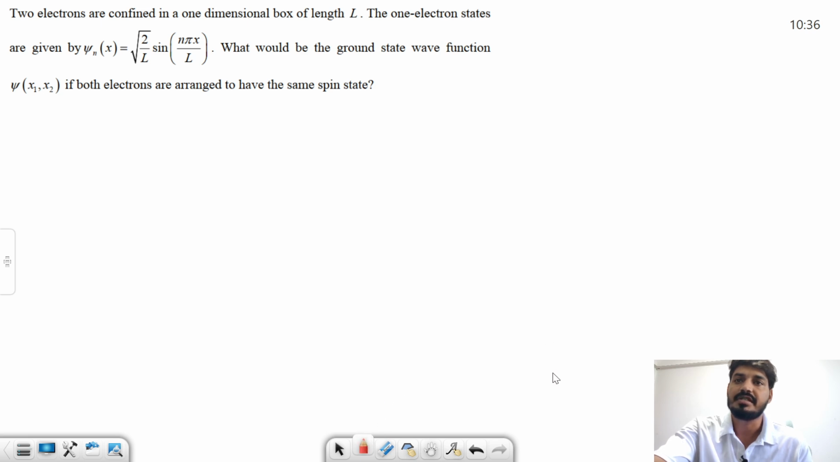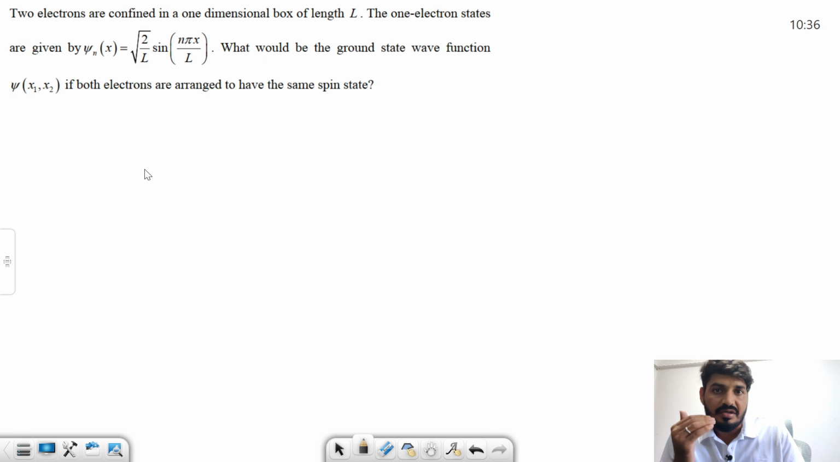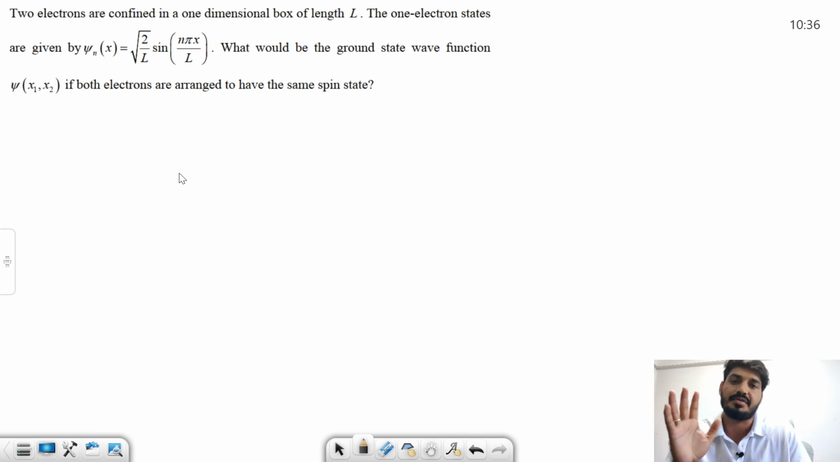Let me just change the color. Yeah, this is again a conceptual question. There is no calculation in this question. You have to just understand the concept behind this question.